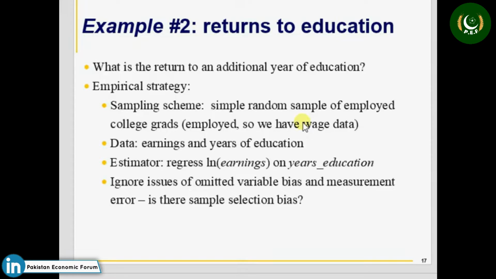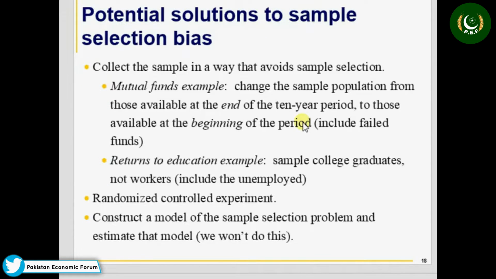Similarly, the other one is earnings. You regress earnings on years of education, but in earnings, who are included? Those who are employed. What about those who are unemployed? So you are suffering from sample selection bias. You have already picked those who are earning. So what's the solution? Pick a sample of graduates, not only the employed. In graduates, you have employed as well as unemployed. In the mutual fund case, instead of picking the sample at the end of the 10 years, pick at the beginning of the period, which includes failed funds.